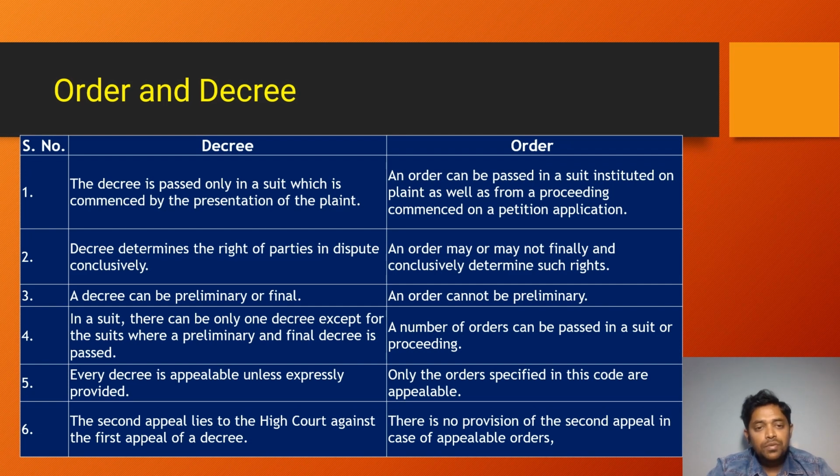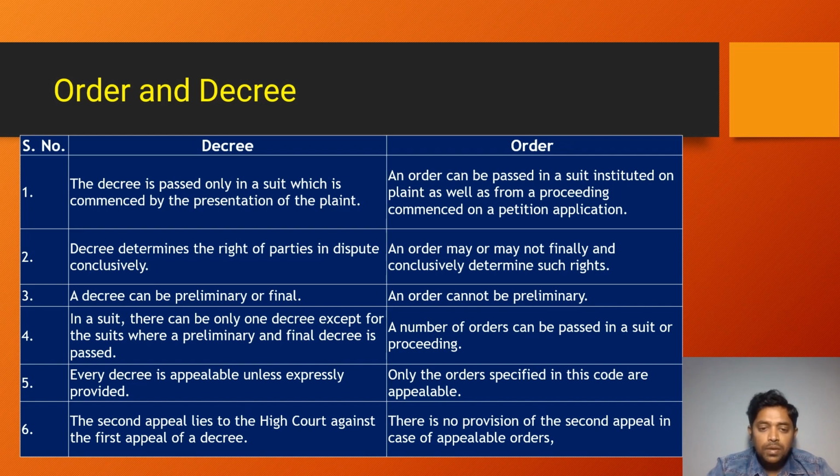Coming to the differences between order and decree. A decree is passed only in a suit which is commenced by the presentation of the plaint. An order can be passed in a suit instituted on plaint as well as in a proceeding commenced on a petition or application. The decree determines the rights of parties in dispute conclusively. An order may or may not finally and conclusively determine such rights. A decree can be preliminary or final. An order cannot be preliminary.